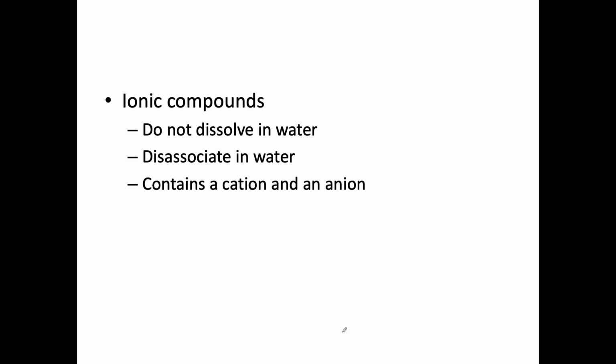Now, to review ionic compounds: they dissociate in water but do not dissolve. What do we mean by that? Say we have NaCl. Dissociate means they form Na plus and Cl minus. Dissolve means that we've got NaCl bonded together in water, so water surrounding NaCl. That doesn't happen with ionic compounds. They have to separate into a cation and an anion. That's what we mean by dissociate and dissolve.